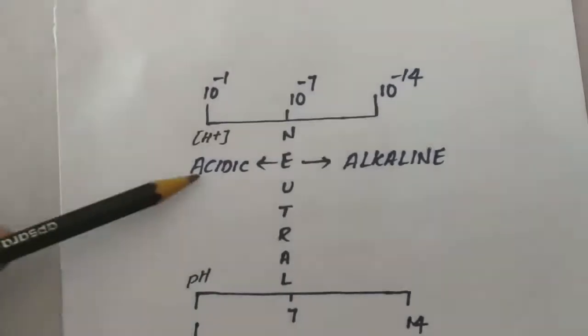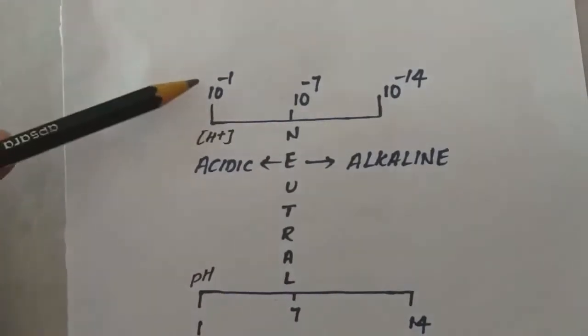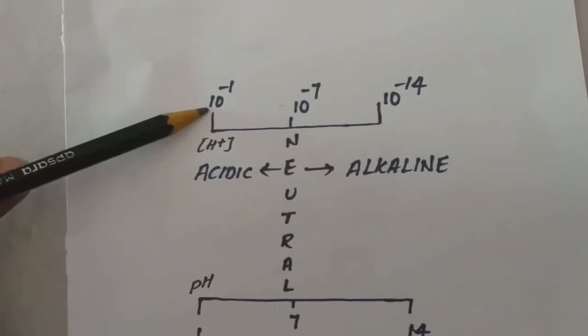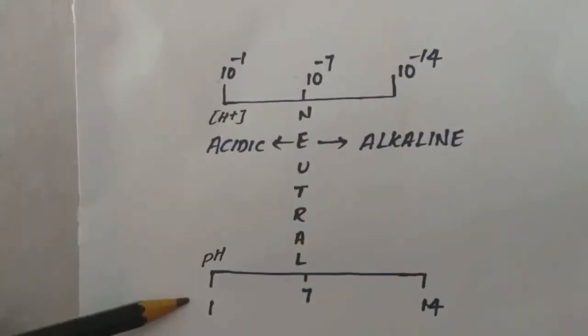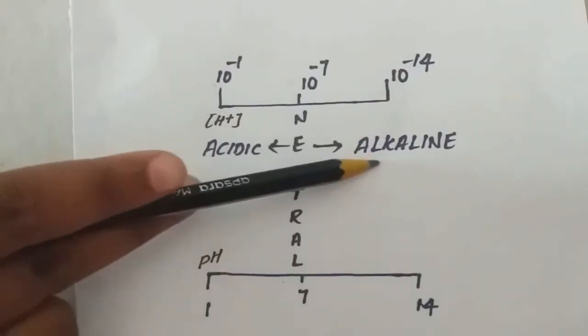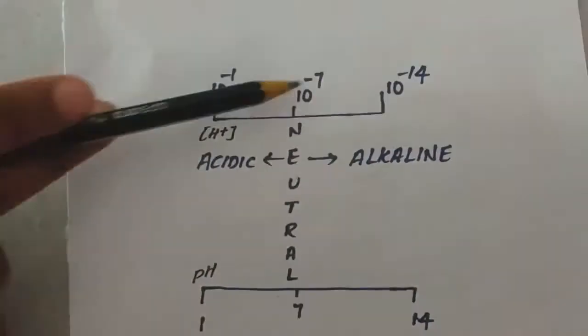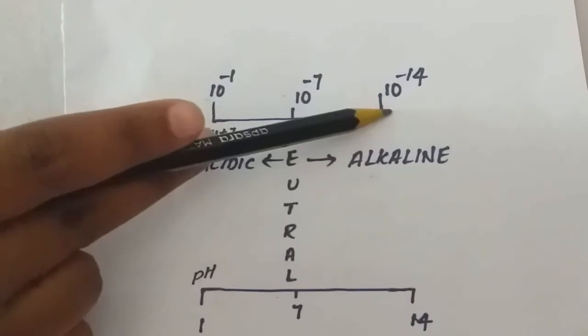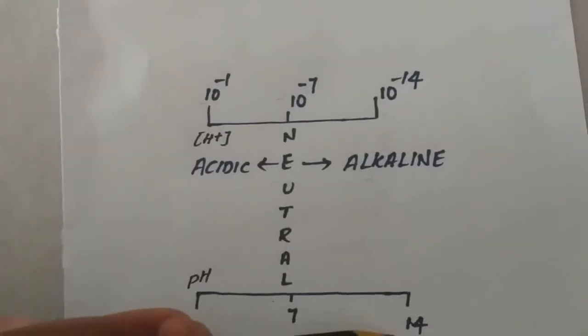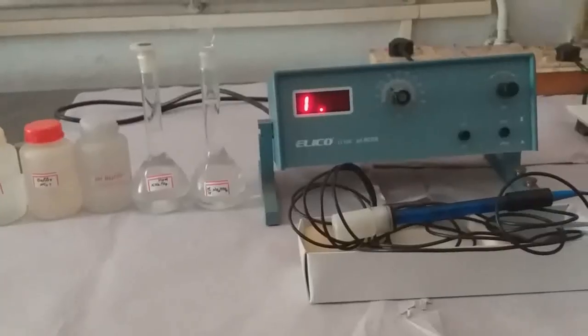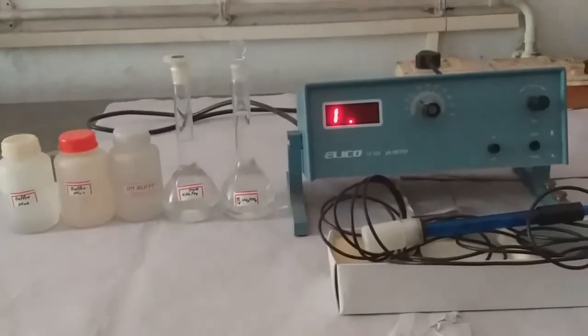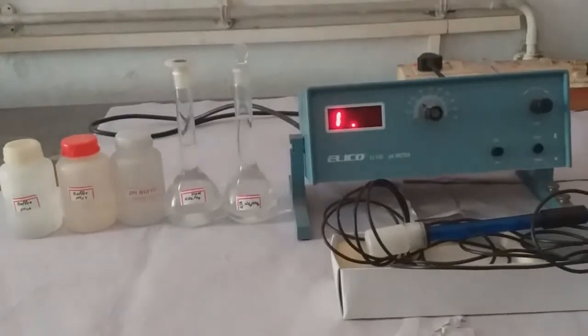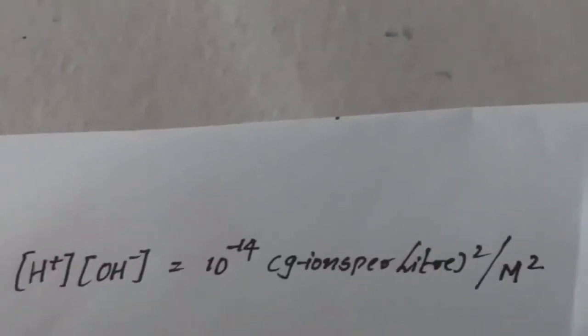For an acidic solution, H plus ion concentration will be greater than 10 power minus 7 gram ions per liter, and its pH will be less than 7. For an alkaline solution, the H plus ion concentration will be less than 10 power minus 7 gram ions per liter, and the pH will be greater than 7. For water and all aqueous solutions, an equilibrium exists between the concentration of H plus and OH minus ions. For all such solutions, the product of H plus ion concentration and OH minus ion concentration equals 10 power minus 14.